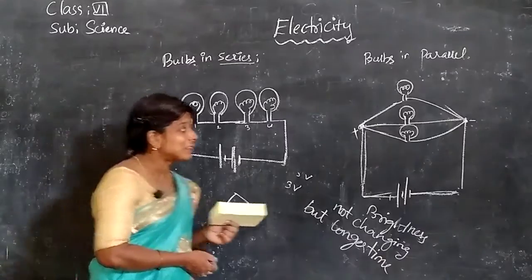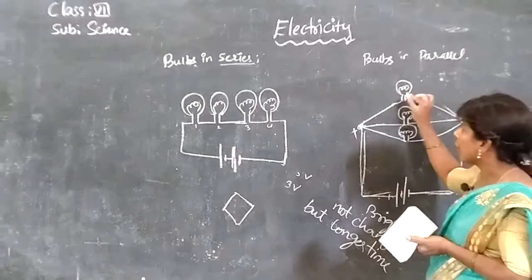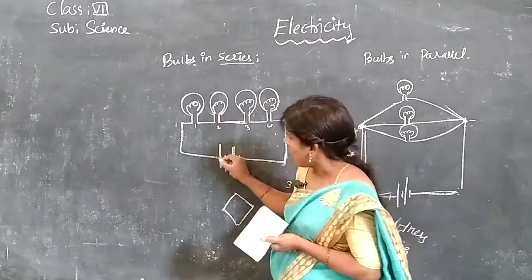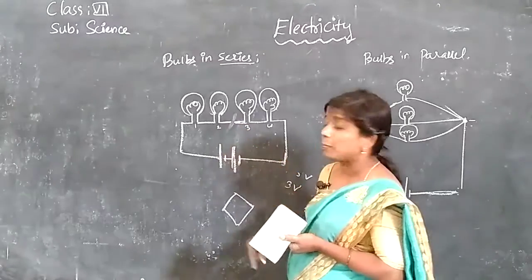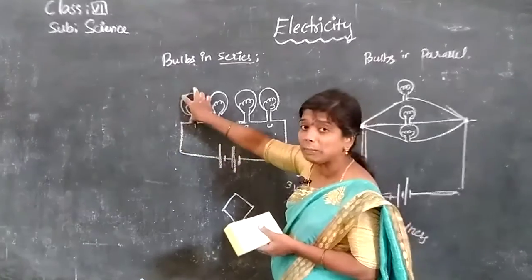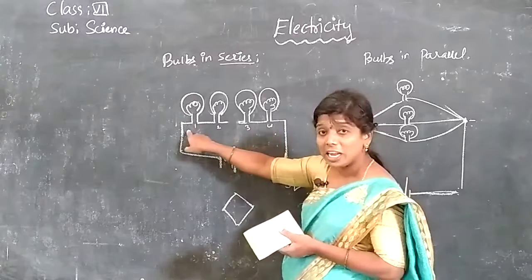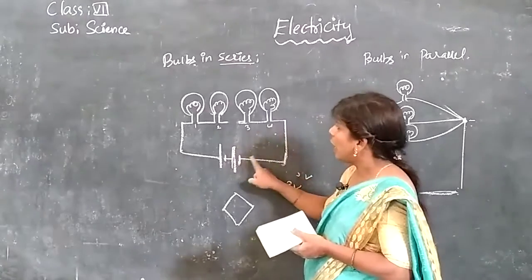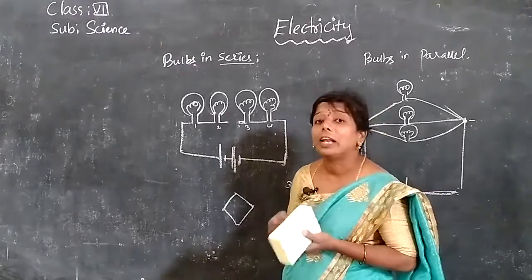Coming to the parallel connection, observe these bulbs. Why are they not all stopping? Positive charges reached, and negative charges are reaching. Suppose here there is a break. Observe the first bulb. For the first bulb, positive charges came. Negative charges should also reach, no? Here it stopped. For example, take this bulb: negative charges reached, positive, here break. So it will not work.